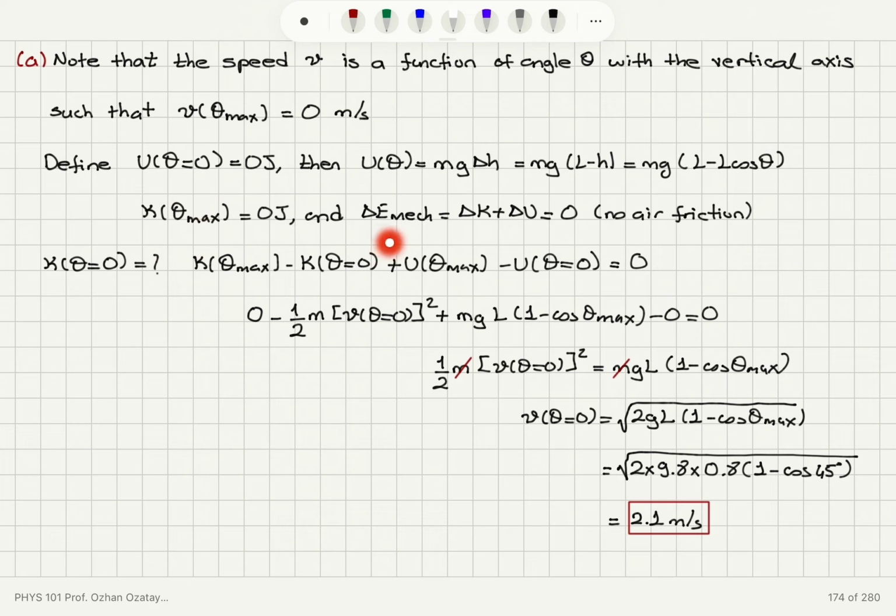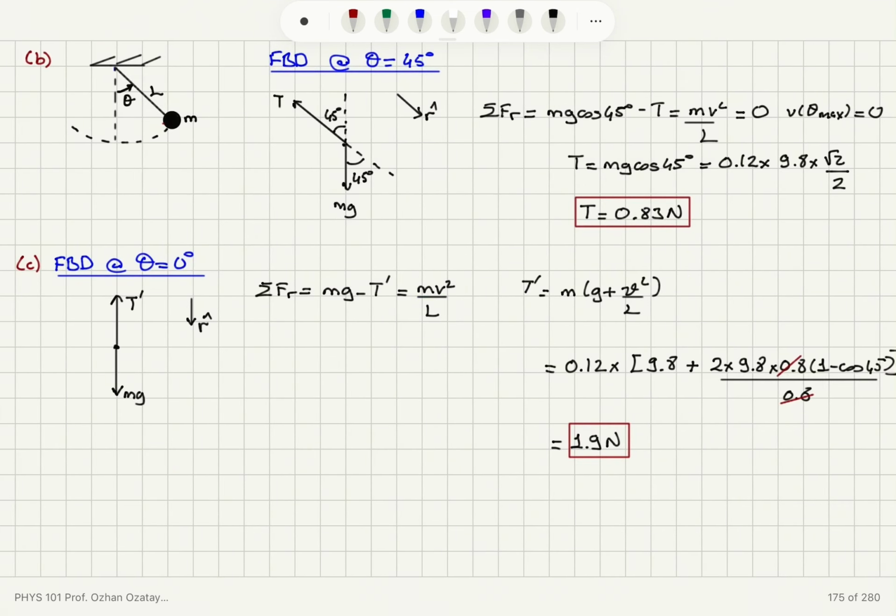And therefore, using the conservation of mechanical energy, since there is no external force or friction on the system, I can write this equation: 0 final kinetic energy minus 1/2 mv squared plus the potential energy at the maximum angle mgL(1 minus cosine theta max) minus 0 equals 0. So I can pull out the speed from this equation.